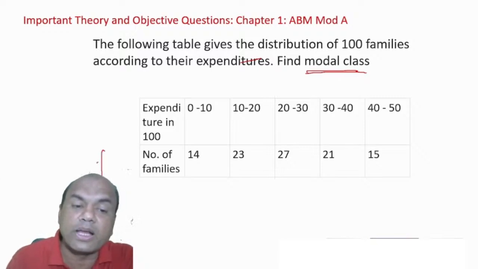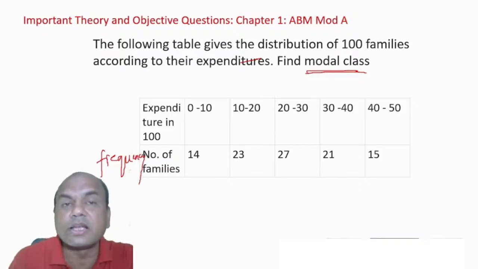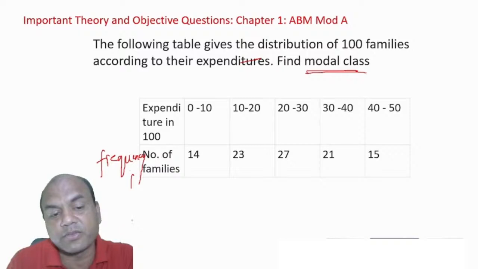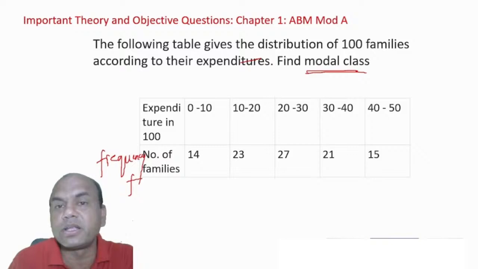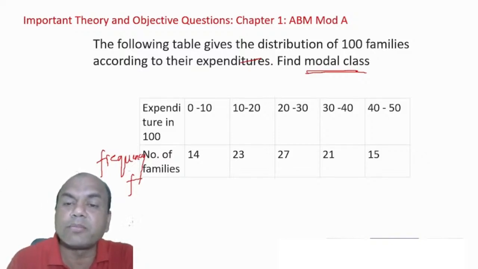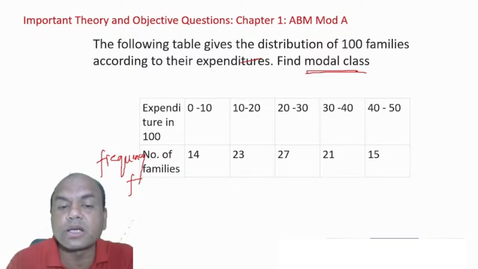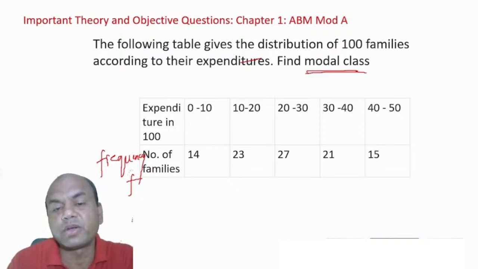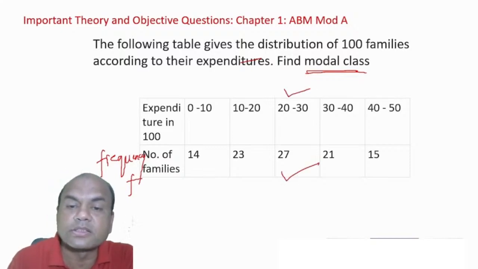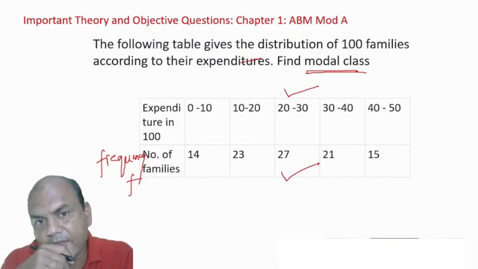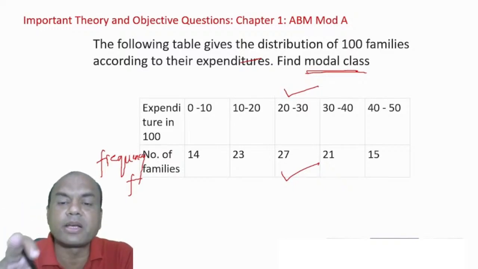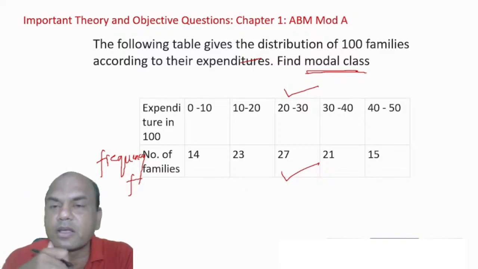Always you must be able to identify the frequency first. If you understand f, then it becomes easier. This is called f, frequency. So it always depends on frequency, which is the mode or which is the median or whatever it is. Mainly mode. So mode means what? Which is having the maximum number of times occurring. So who is occurring the maximum number of times? 27. So which is the modal class? This is my modal class, right? Got it? Simple. Modal class, remember, is always the one occurring the maximum number of times.